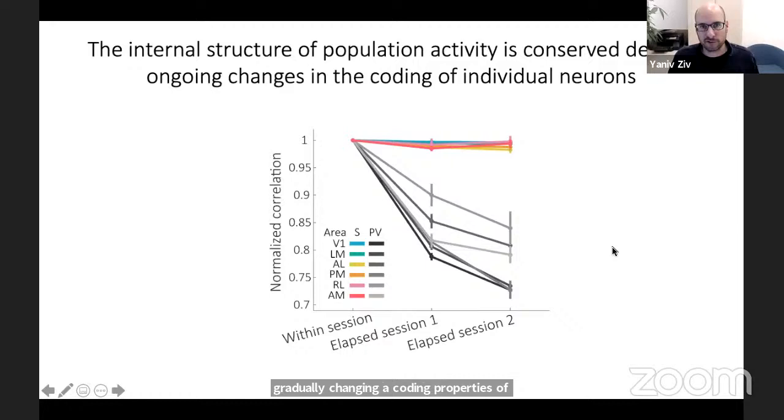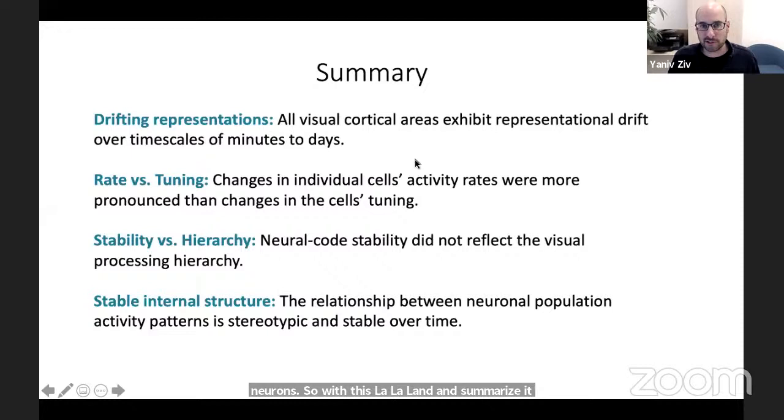So with this, I'll end and summarize. I've shown you that representational drift occurs in the visual system, across all cortical areas, as well as subcortical areas that we studied. And it occurs on timescales of minutes to days. We found changes in both activity rates and tuning, but changes in individual cells' activity rates were actually more pronounced than changes in the cells' tuning. Neural code stability doesn't seem to reflect the visual processing hierarchy. And finally, I've shown you that the structure of relationship between neuronal population activity patterns is stereotypic and stable over time.